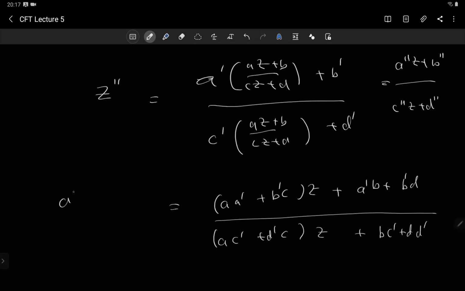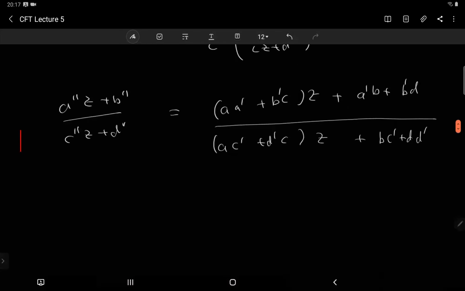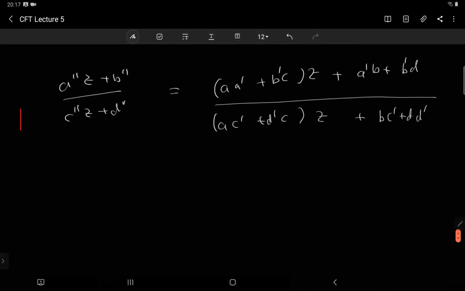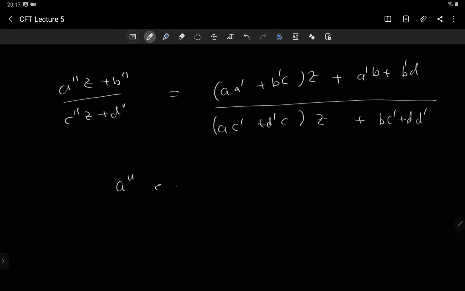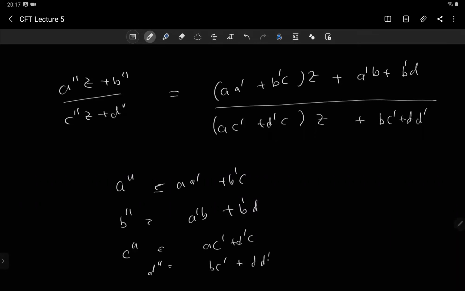And this is equal to A double prime Z plus B double prime over C double prime Z plus D double prime. And now just compare. So therefore you get A double prime is equal to A prime plus B prime C. B double prime is A prime B plus B prime D. C double prime is A C prime plus D prime C, and D double prime is B C prime plus D D prime. Okay.